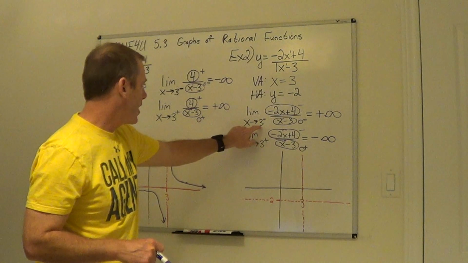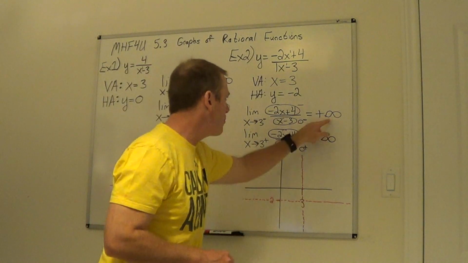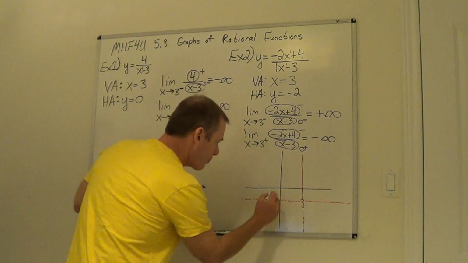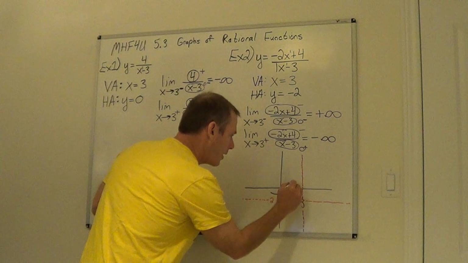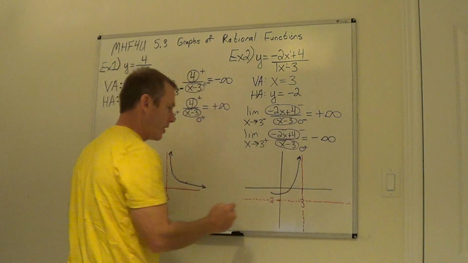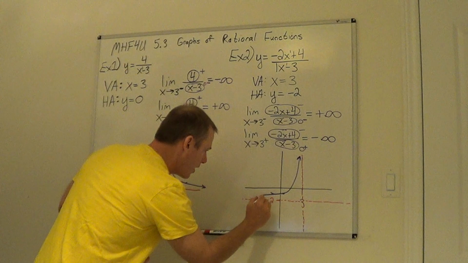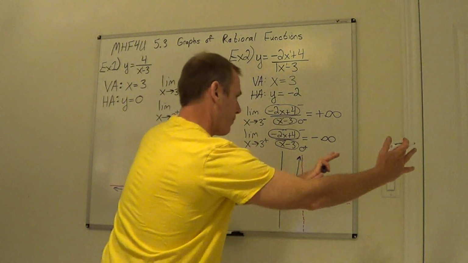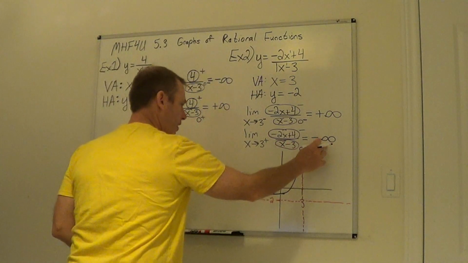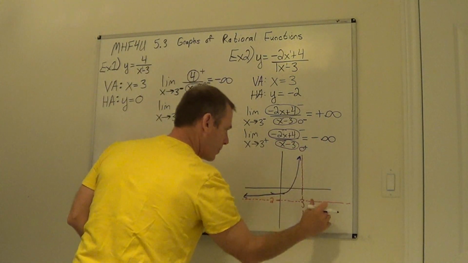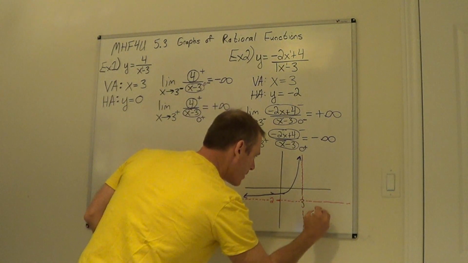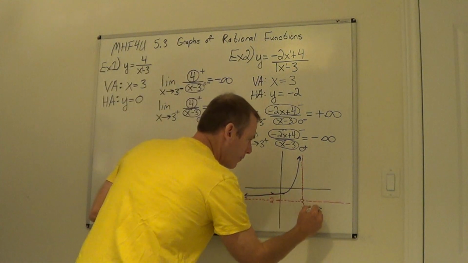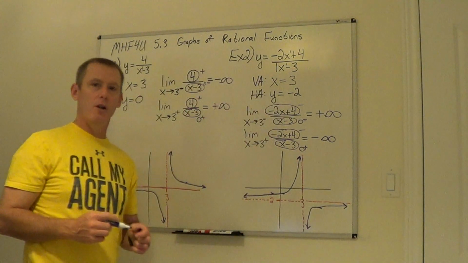So as I'm approaching 3 from the left-hand side, I'm going up to infinity. Which means I can't be in this quadrant, I have to be up here. And going this way, it must hug our horizontal asymptote. Now using my other limit, as I approach 3 from the right-hand side, it goes to negative infinity. So I can't be in this quadrant, I must be in this quadrant because I have to go downwards as I approach 3 from the right-hand side. And extending our graph, it must hug our horizontal asymptote.